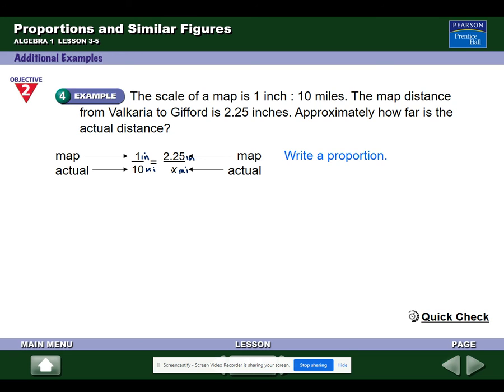I don't know. And you'd cross multiply and you'd get 1 times x, which is x. And here's why you're multiplying. Here's your logical reason why you would multiply 10 by 2.25. And that, of course, is going to be 22.5. And notice that that's in miles.